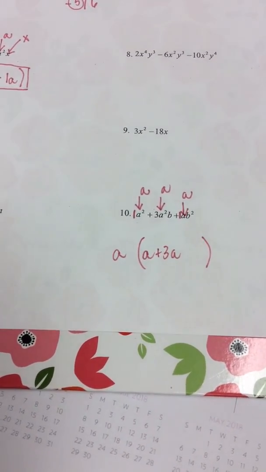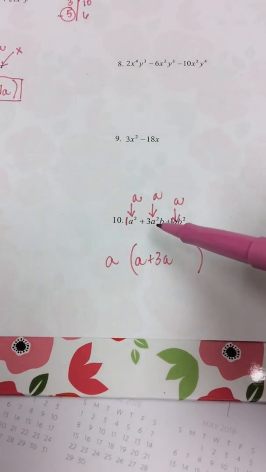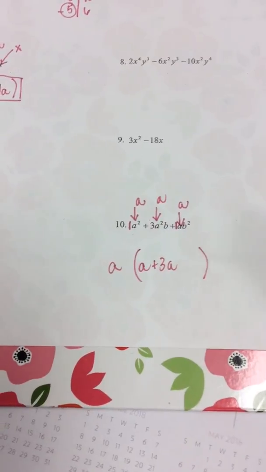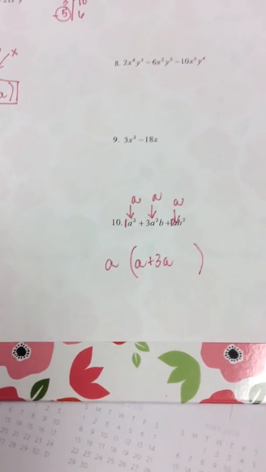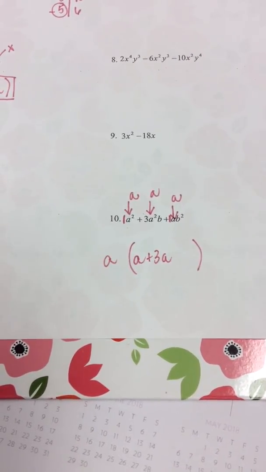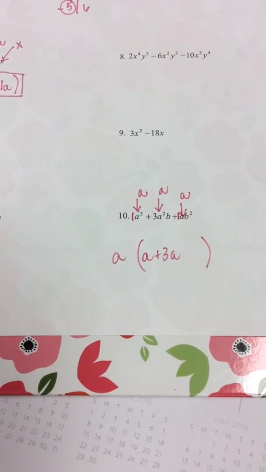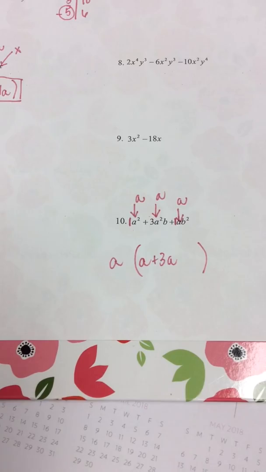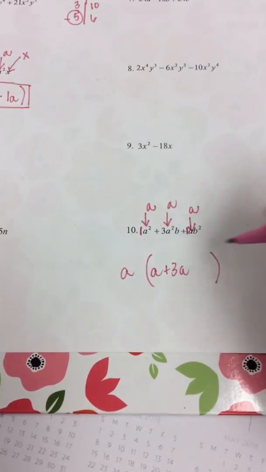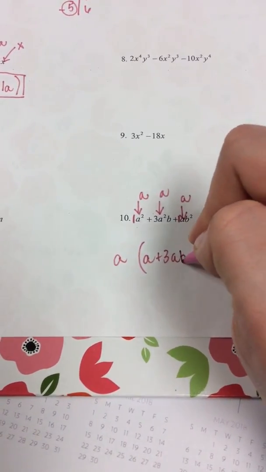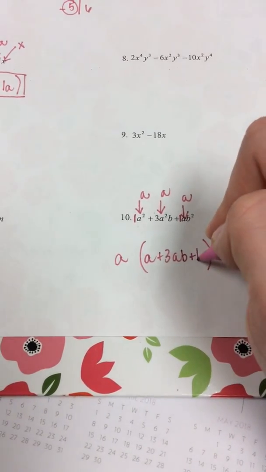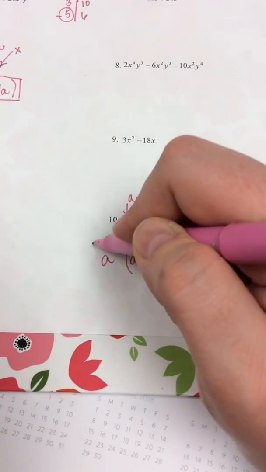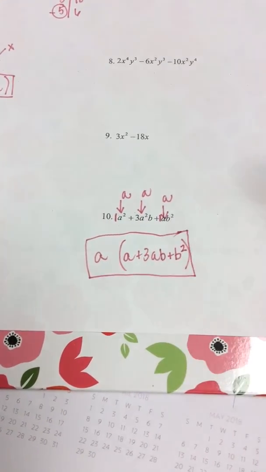Then we look at our b's. This one has 2 b's, this one has 1, this one has 0. That means we cannot take any b's out at all because they cannot all give it. We have to take out things that they have in common. Only these two have b's. This one does not, so I cannot take out a b at all. So my b's stay where they are. There's 1 b with this term, and there's 2 b's left in this last term. And this is our final GCF.